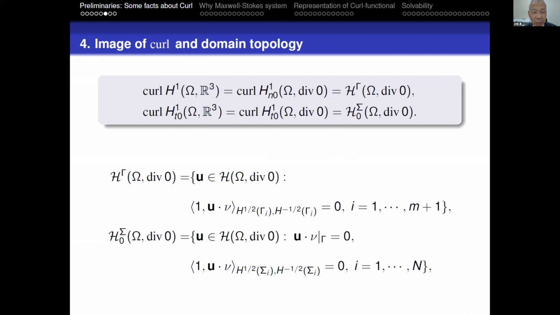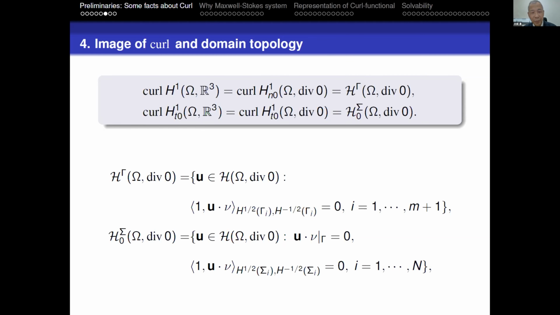So we know that Q of H1, the image of H1 under Q, consists of the space H gamma, which is not just the vector fields with divergence 0. Actually, there is more condition on that. So for a vector field belonging to the image of Q, of course, divergence must be 0, but it must also satisfy some additional condition. And the integral of the normal component of U on each component of the boundary must be 0.